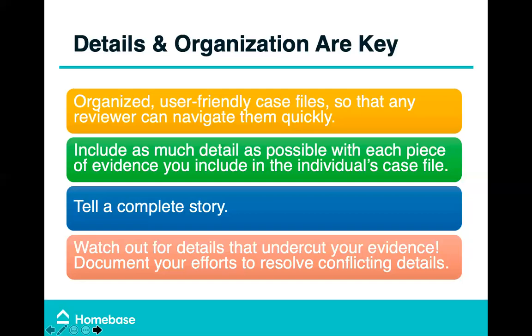And again, as Monica said, you're going to want to tell a complete story in your case files. So for example, if you've been trying to reach a third party to obtain an eligibility document, but you haven't been able to actually make contact, or they haven't sent it to you, and you've sort of exhausted all of your efforts, just make sure that you document every single effort that you made to try to contact that third party, so that HUD knows that you've done your due diligence. And again, you're going to want to watch out for details that undercut your evidence. So document your efforts to resolve any conflicting details that have to do with eligibility documentation.